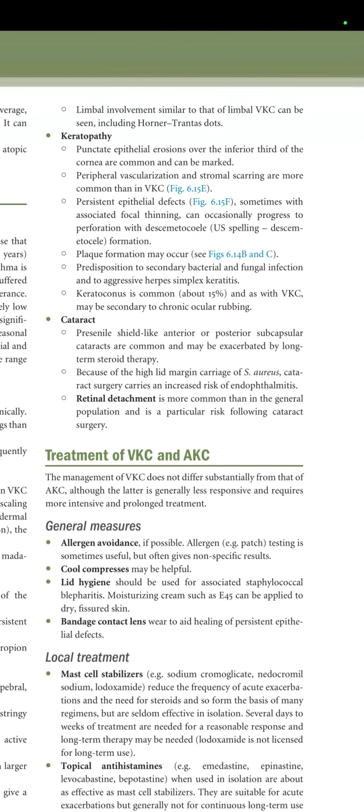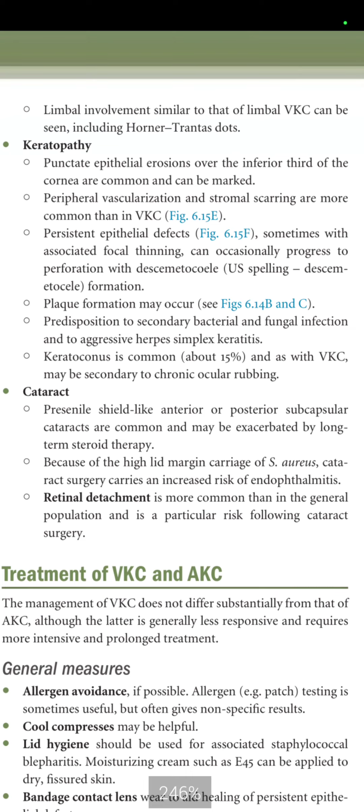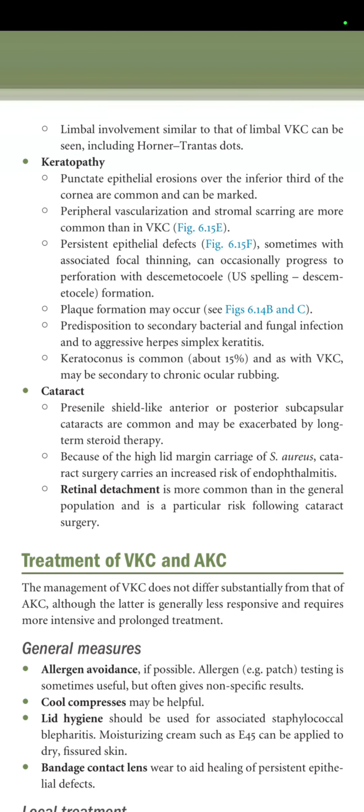Keratopathy, like punctate epithelial erosion over the inferior third of the cornea, is common and can be marked. In VKC it's usually the upper eyelid; in AKC, it is the lower eyelid. Peripheral vascularization and stromal scarring are more common than in VKC. Persistent epithelial defect sometimes progresses with focal thinning, and can occasionally progress to perforation with descemetocele formation.